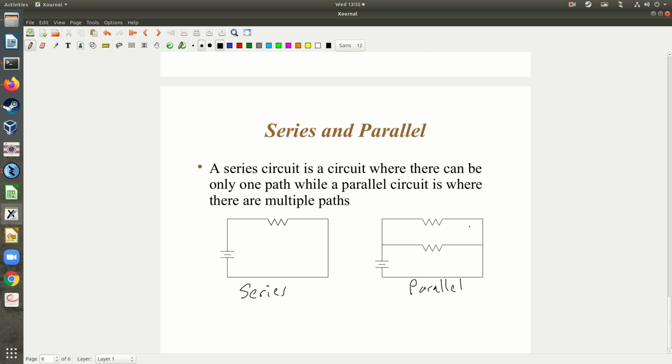So, on my PHET simulation, I attempted to show that with resistors on a parallel path, as you add more resistors, the current actually drops. Sorry, I said it wrong. Current actually increases with more resistors. The overall resistance drops, but your overall current will increase.